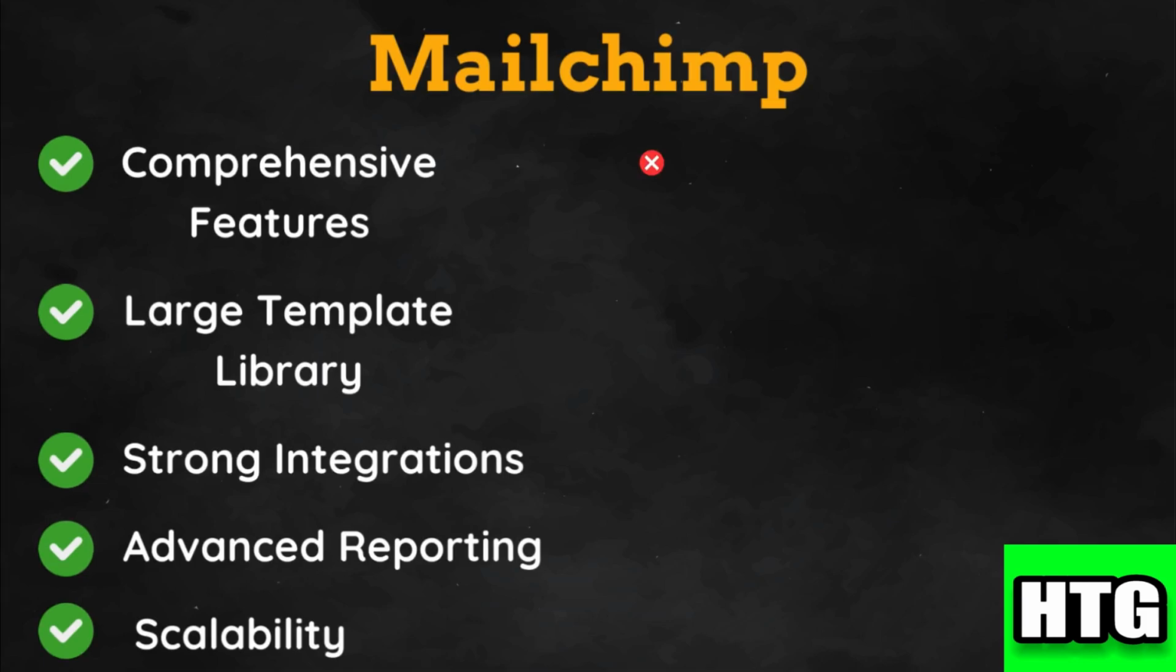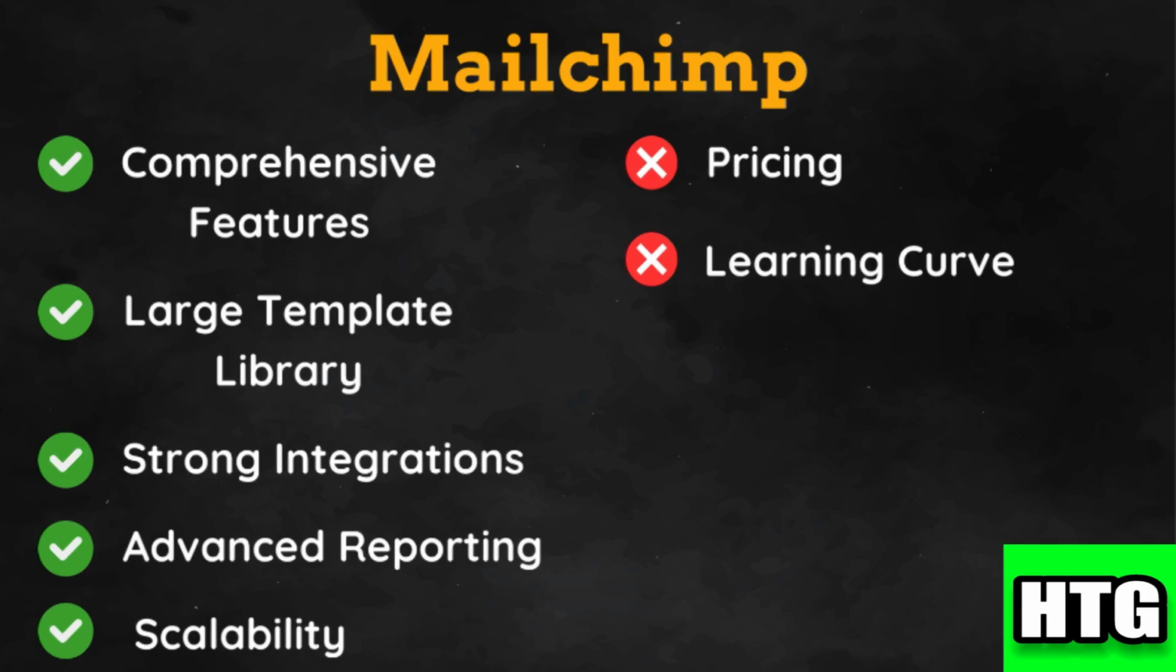Somehow, Mailchimp's pricing can be higher, especially for larger contact lists and access to advanced features. And the features can be overwhelming for beginners, requiring more time to learn. Mailchimp's customer support is tiered, with better support available only to higher tier subscribers.